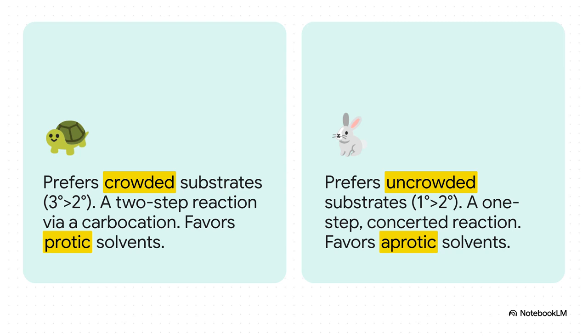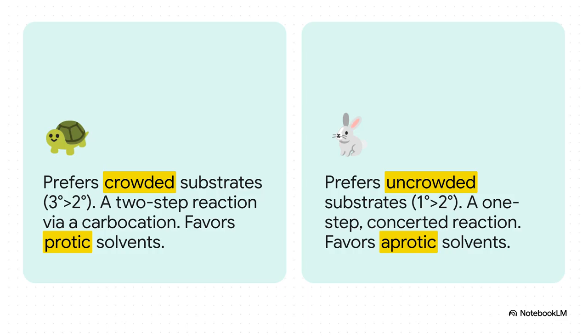On the other hand, SN2 is like a ninja attack, one single swift move. The new group attacks as the old one is leaving, all at once. It needs a clear path, so it hates crowded molecules and loves primary carbons. And for this, you want a polar aprotic solvent.